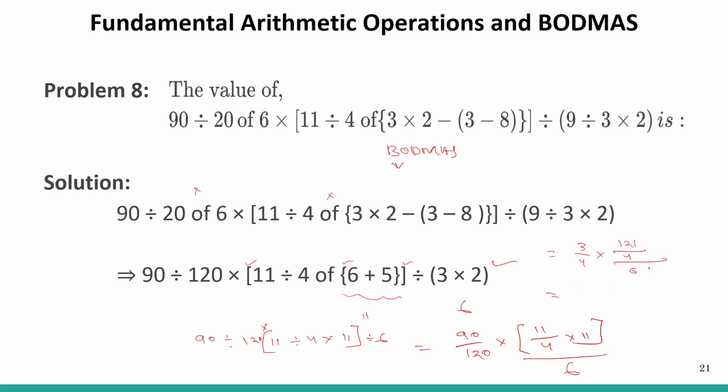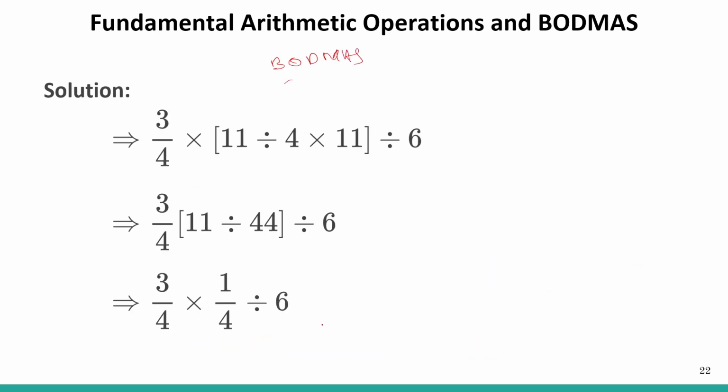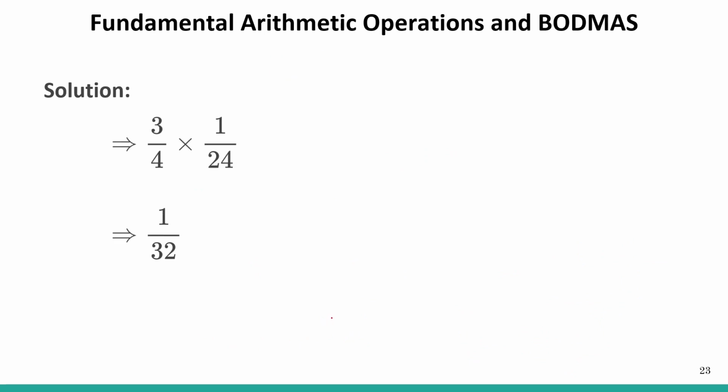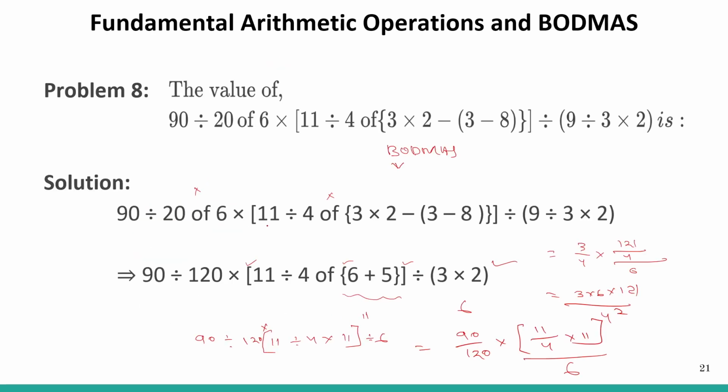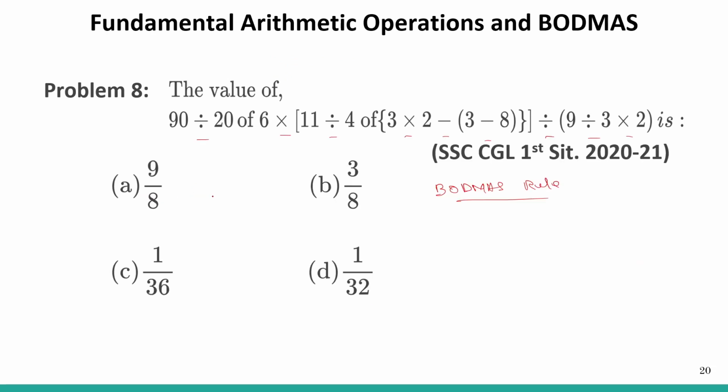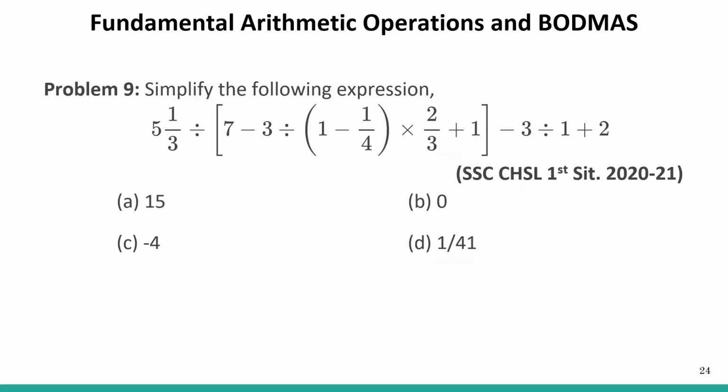That is nothing but equal to, so 6 comes upward in the numerator. So 3 into 6 into 121 whole by 4 square, that is equal to 16. So it will be equal to 1 by 32. 3 by 4 into 1 by 24 is equal to 1 by 32. So 1 by 32 is the correct answer. So the correct answer will be 1 by 32. This is the correct answer.